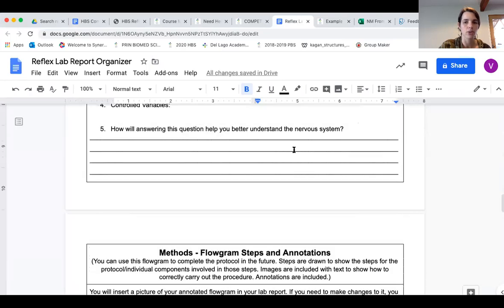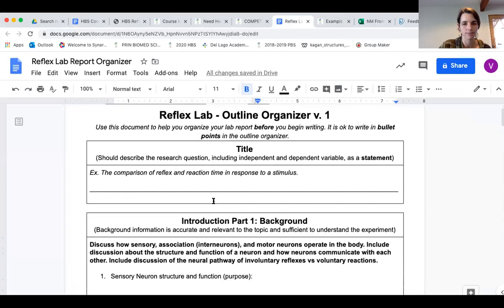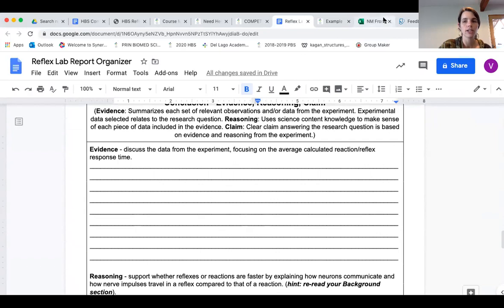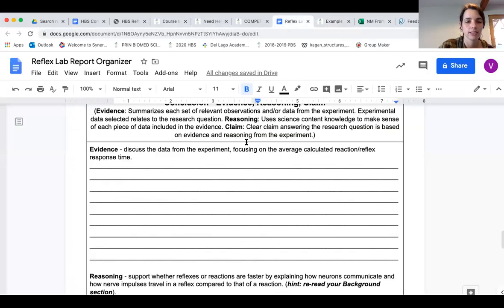Okay, again, our question was, what is faster? An involuntary reflex or a voluntary reaction? So for your evidence, you will look at this example data. Explain your calculation of reflex time in comparison to reaction time, and compare the averages. You can also look at your graph to help you do this.